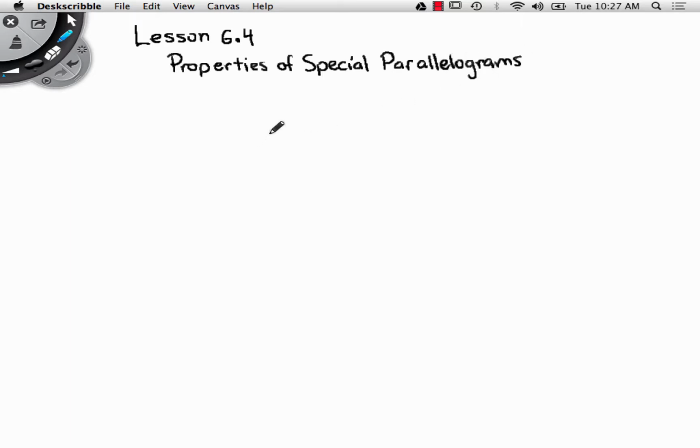Okay. We're going to be in lesson 6.4, and this is properties of special parallelograms. So we just go back real quick and remind ourselves, what is a parallelogram anyways? What has to be true about a parallelogram? Two congruent opposite parallel lines. So this has to be congruent to this. This has to be congruent to this. What else has to be true?